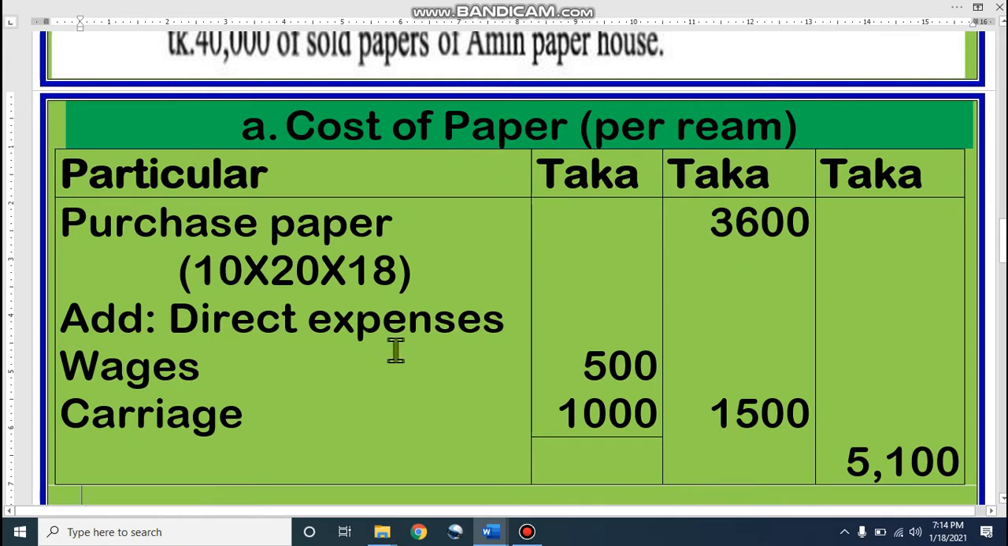3600. And we have wages taka 500, and carriage taka 1000. That means total direct expenses is 1500. Dear student, we have learned purchase price plus direct expenses equals cost price. This is important for MCQ also. How can we find out the cost price? Purchase price plus direct expenses, that means whatever expenses are done for that product are direct expenses. So here purchase price is 3600 and direct expenses is 1500. Therefore total cost is 5100.